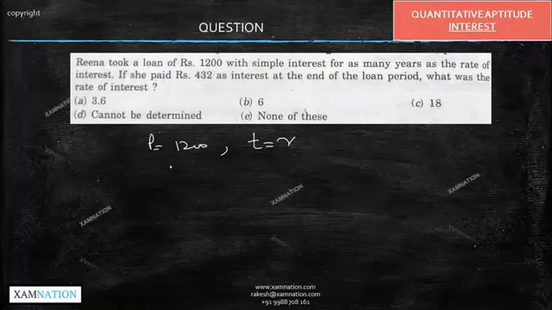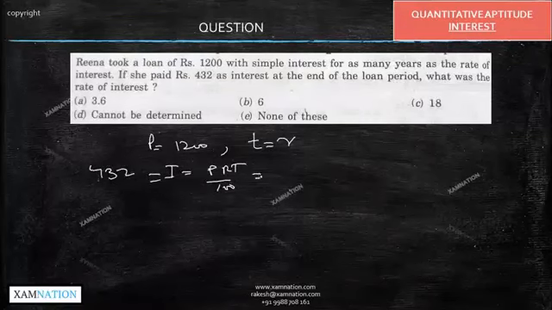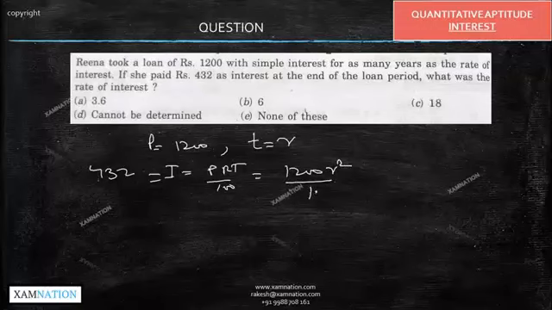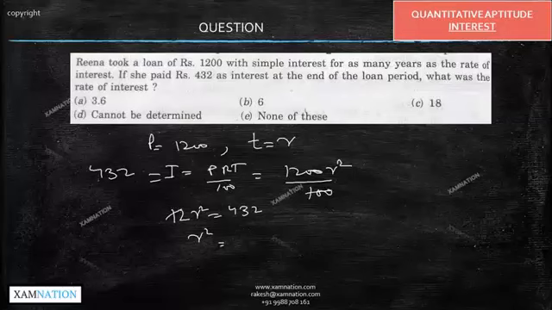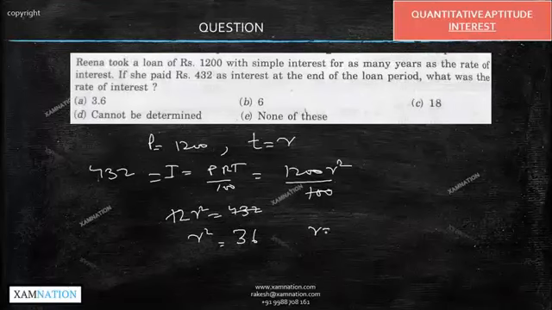Basically for interest, we know the formula PRT upon 100. Interest is given as 432 and P is 1200. R and T are the same, so it becomes R square. So 12 R square is equal to 432. R square, when I divide 432 by 12, becomes 36. So R becomes 6%. So B is the correct answer.